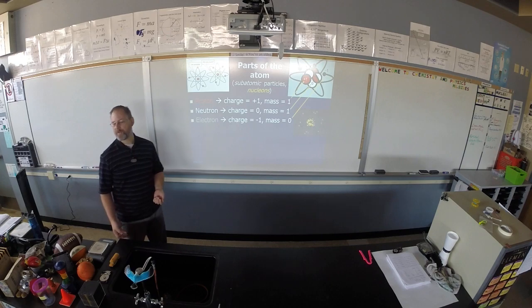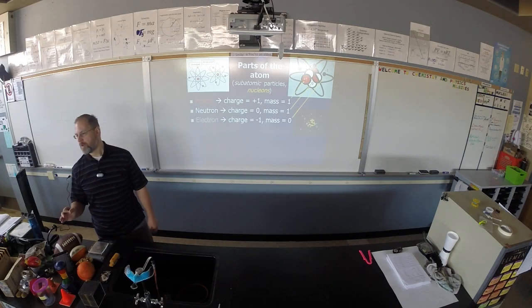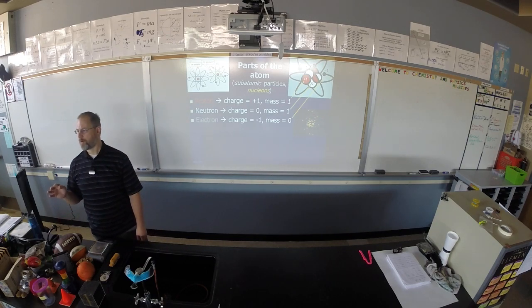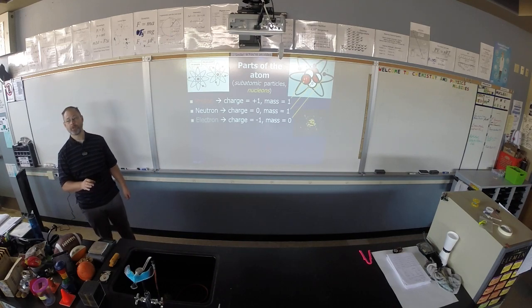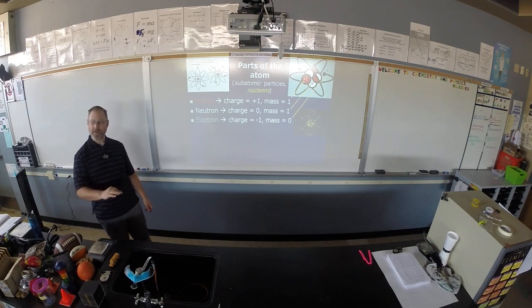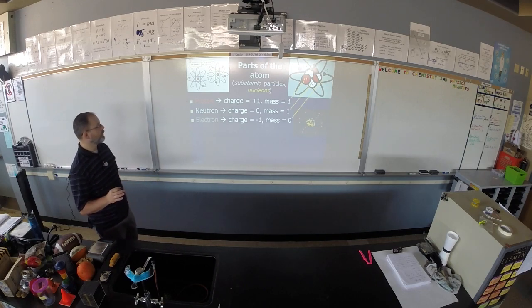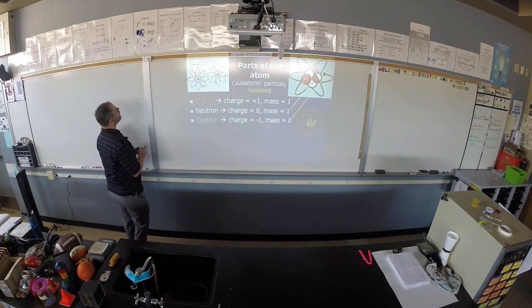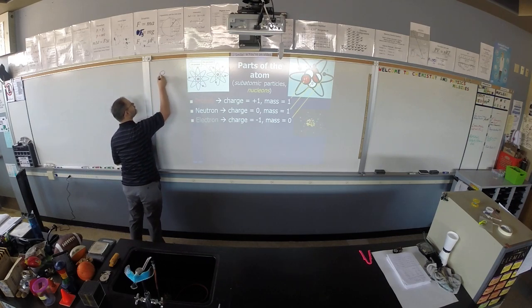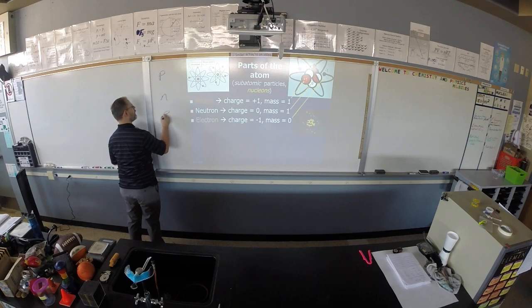Now I say electrons have a mass of almost nothing. I'm going to talk about why that is on Friday. Why it's actually not 0, even though we round it down to 0. So we tend to say it's 0, but it's not. I'll talk about that on Friday. So we have a proton, we have a neutron, and we have an electron.